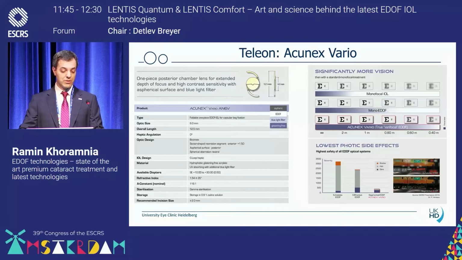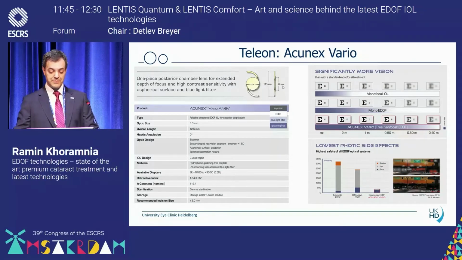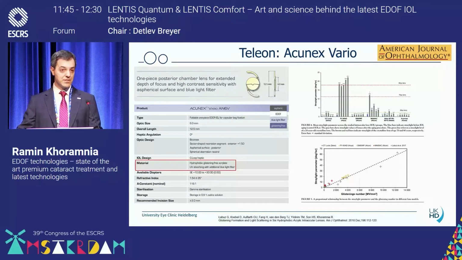It's a one-piece posterior chamber lens for an extended depth of focus and a high contrast sensitivity with an aspherical surface and a blue light filter. You can see that with this approach, a large range of vision can be achieved, and at the same time, the photic side effects are negligibly small. Another advantage, I think, is the material that is used in this lens. It's a hydrophobic, glistening-free material.